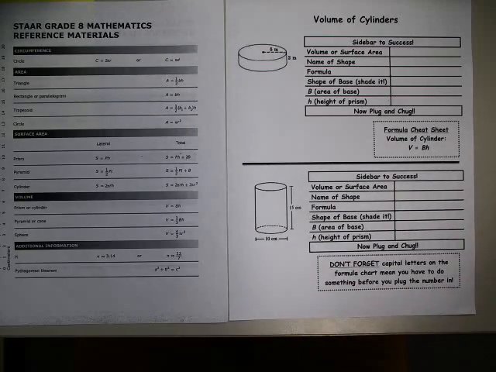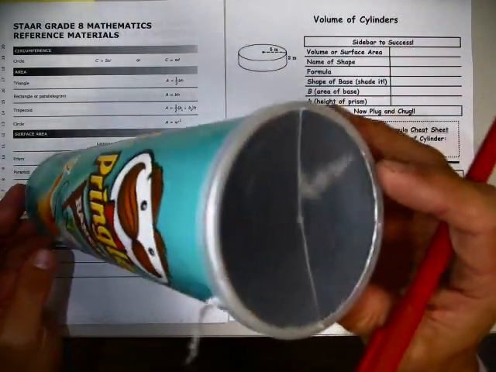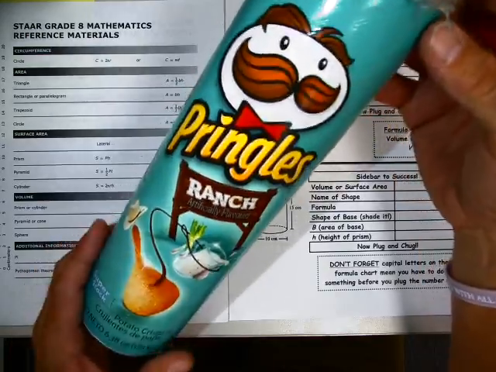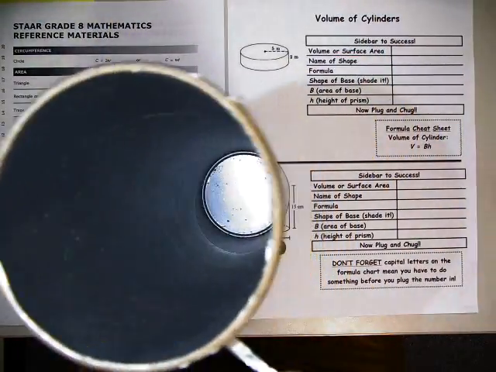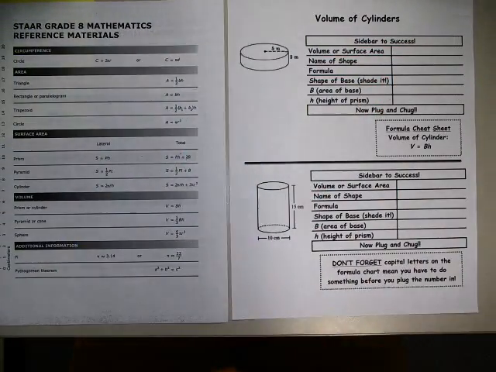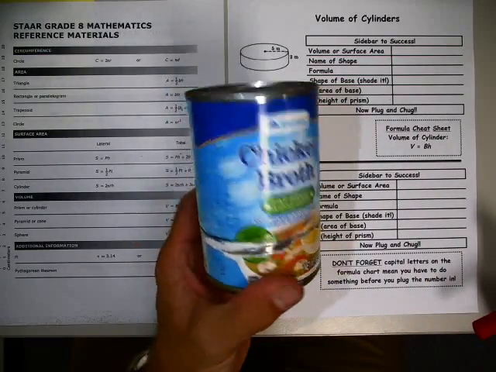Now, when we talk about a cylinder, we're talking about shapes like this, okay? Like a Pringles can. Ranch, very good flavor, one of my favorites. Again, we're talking about the space on the inside, which you can see these are gone. But there's room on the inside for more stuff. Volume. A can, this is just a can of soup.